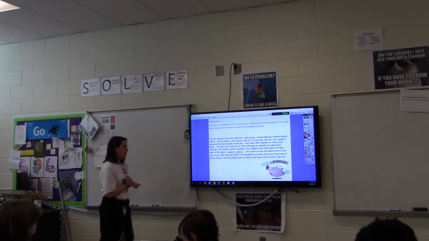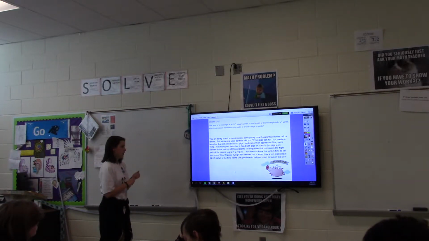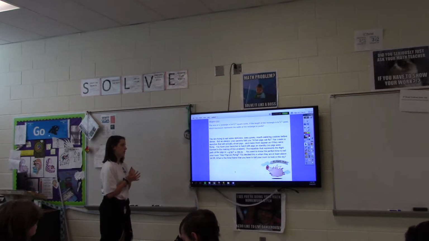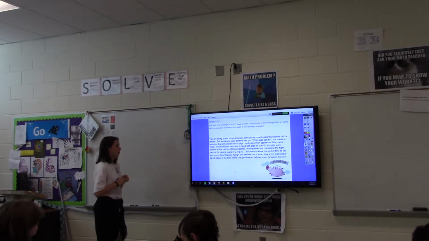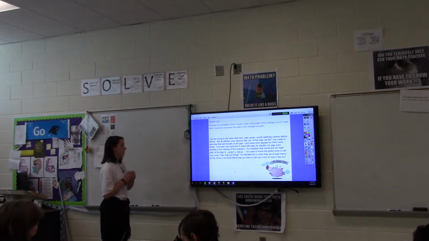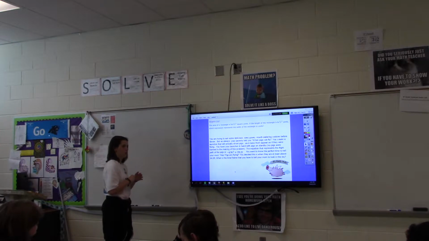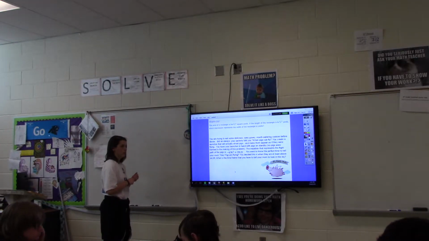The equation that represents the flight path of the pigs is negative 4.9t^2 plus 39.2t. You want to know the perfect time to tell your mom, hey, pigs are flying. You decided this is when they're at least above 34.3 feet. What is the time frame that you have to tell your mom to look in the sky? All right, so that's a lot of words. What should you do first?